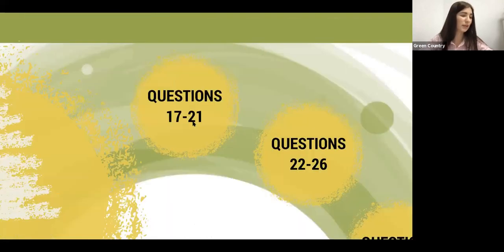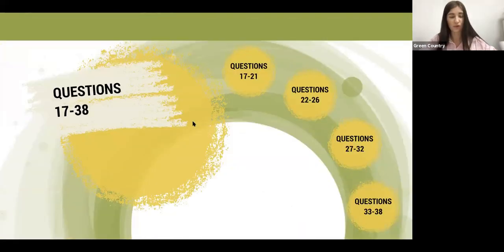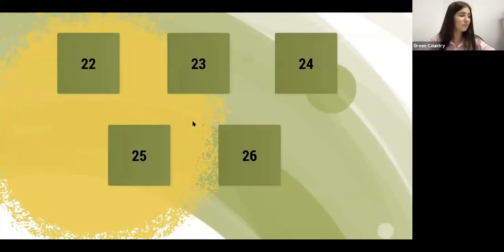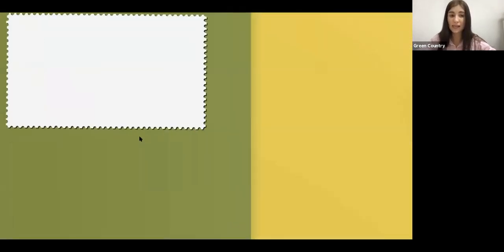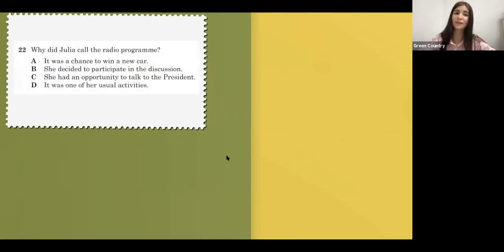Let's go to questions 22 to 26. We are going to have a long text and five multiple choice questions. Here the strategy is basically the same as we had in the listening task, so it will be much easier for you to complete, I think. First, let's deal with the keywords.